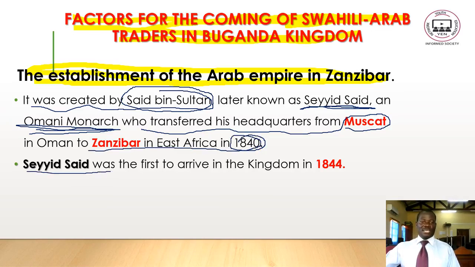So Said Saidi was the first to arrive in the kingdom in 1844. In 1844, Said Saidi came to Buganda Kingdom.